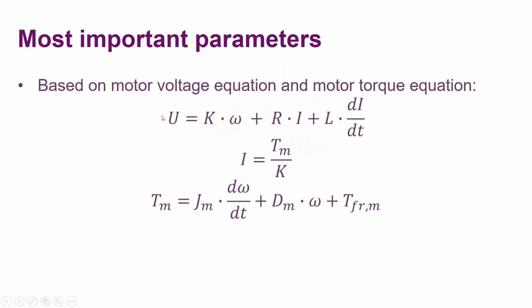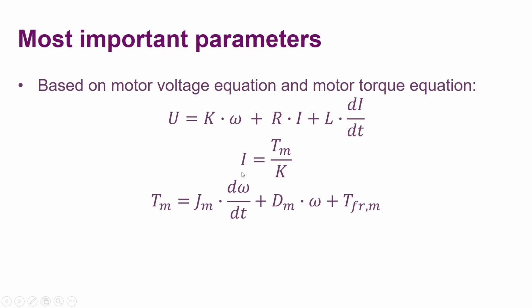And we are going to do that by using three equations which are valid for a DC motor: the motor voltage equation over here, the relation between torque and current over here, and the motor torque equation over here. Let's start off with the motor voltage equation. Remember, it says the motor voltage U equals the back EMF, K times omega, so the motor constant times the radial speed of the motor, plus R times I, the motor resistance times the motor current, plus L times dI/dt, the inductance multiplied with the change of the motor current.